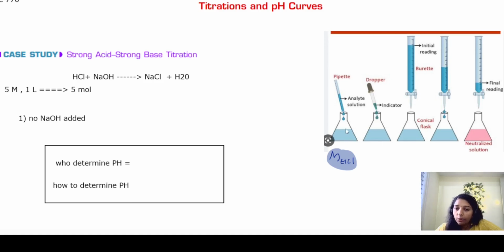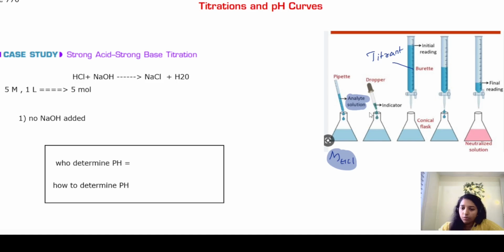So your unknown solution, you can take it in a conical flask like this. You can pipette out some specified amount, like 20 ml or 30 ml, and measure that analyte. Why am I calling it the analyte? Because this is the unknown concentration. So the analyte you are taking in a conical flask, and you are adding a known-concentration base from the burette. If the known-concentration solution is taken in a burette, then that is what we call the titrant.